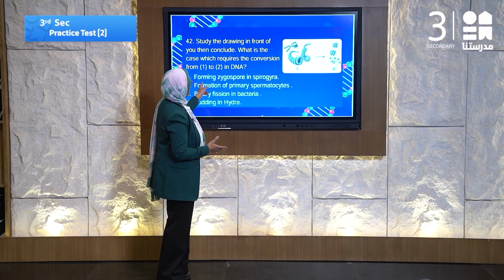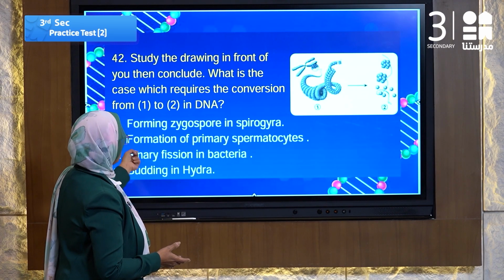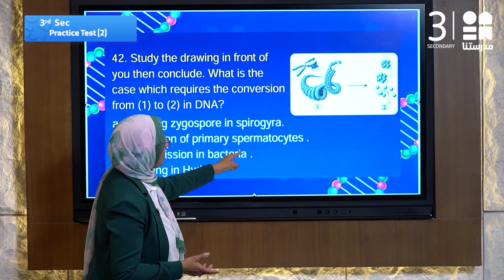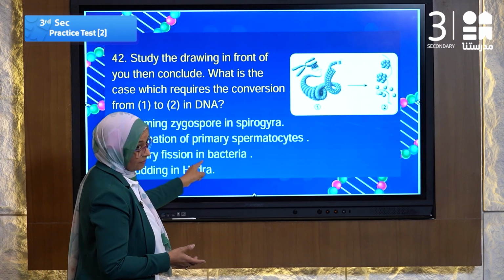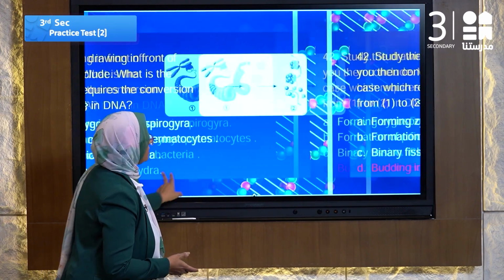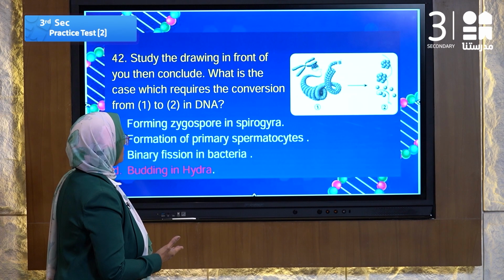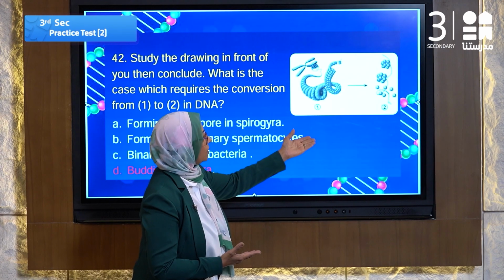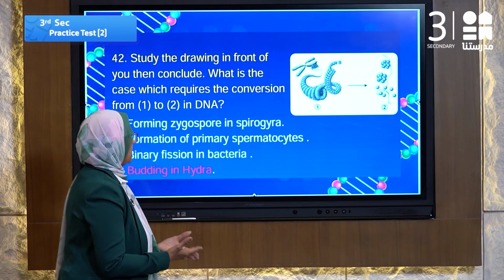A, forming zygospore in Spirogyra. B, formation of primary spermatocytes. C, binary fission in bacteria. D, budding in Hydra. The answer is budding in Hydra. Why budding in Hydra? It is mitotic division. It needs the chromosome to appear in its simplest form to make a division.